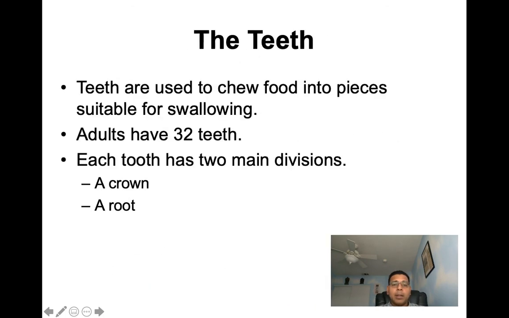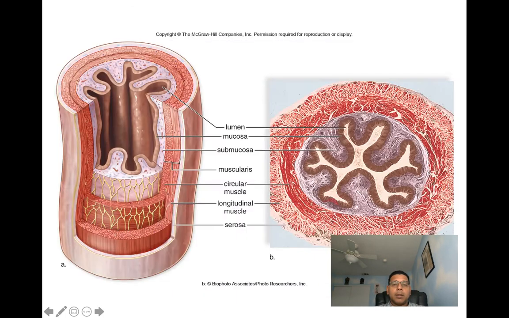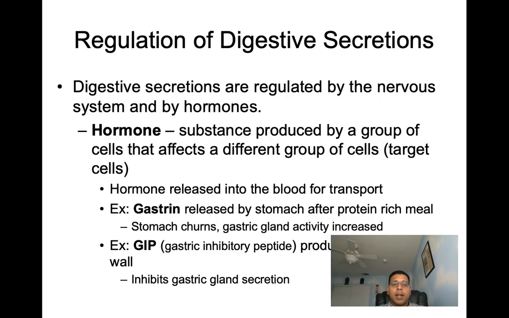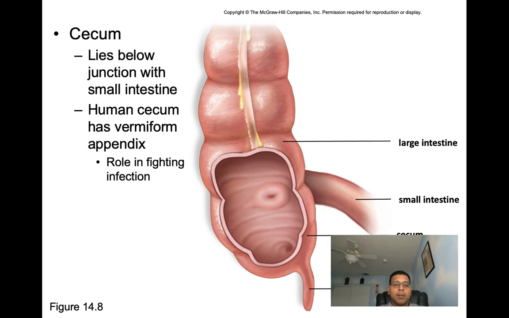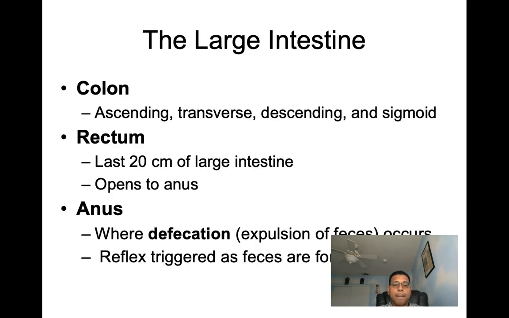So moving back, we've got our large intestine taken care of fully. So the rectum, you can see it's only about 20 centimeters of the large intestine, nothing big. And it's going to open into the anus, and the anus is where we said defecation occurs. And defecation, we can see, is going to be reflex triggered. It's reflex triggered as feces are forced into the rectum.